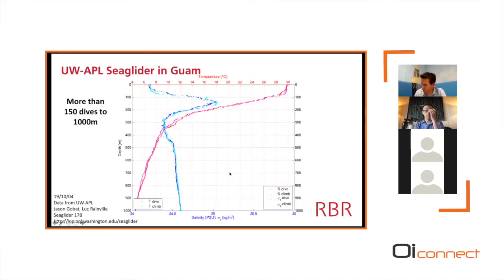This is some beautiful profiles of this Seaglider from the University of Washington all the way in Guam, all the way down to 1,000 meters. And this was for temperature and salinity.